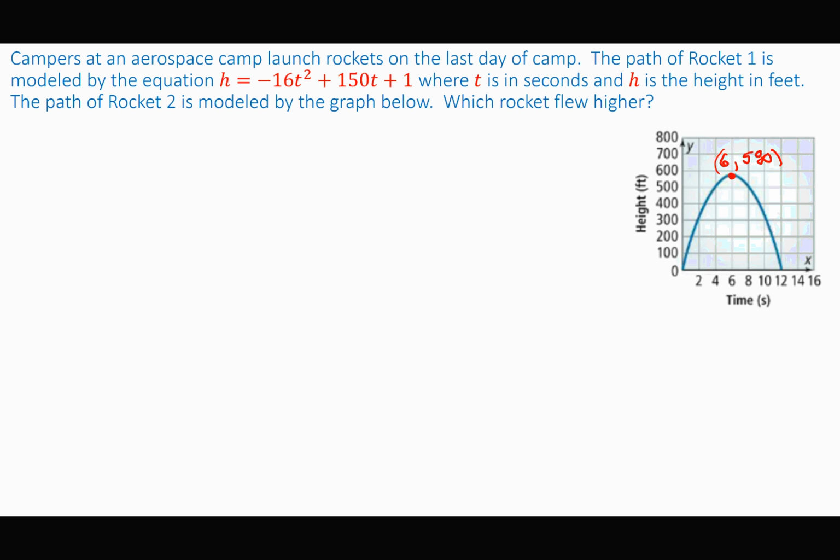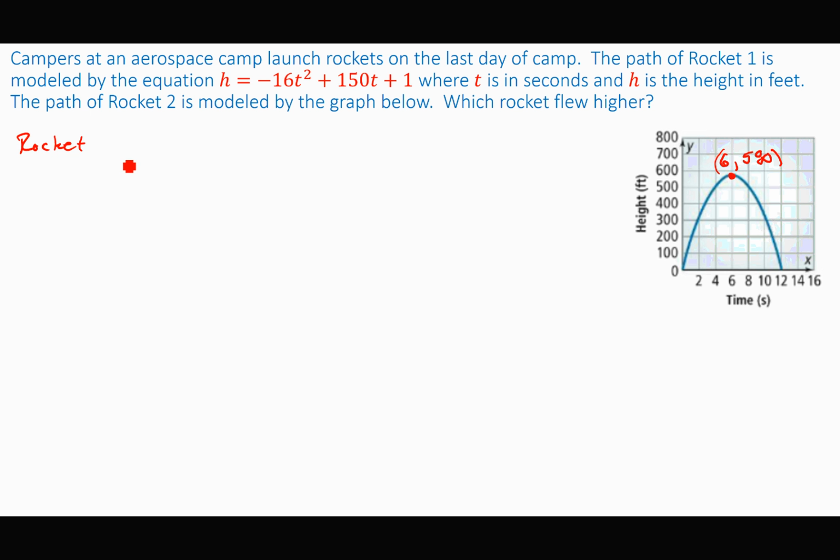Okay, but I need to analyze the path of rocket 1. Well, rocket 1 is only given from this formula, so I need to find the vertex of this. Okay, how do I find the vertex again? Everybody should say it. Negative b over 2a. Thank you, Landon, for participating. Nobody else said it, but good. Okay, negative b over 2a.